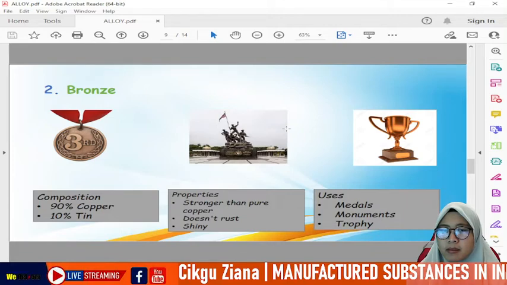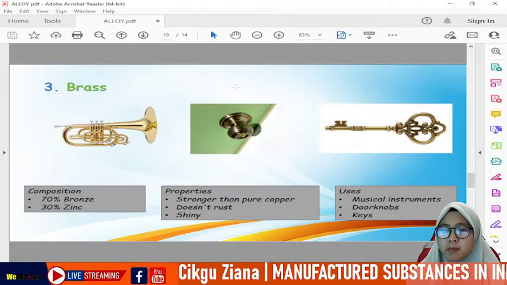The second one is bronze. The composition of bronze is 90% of copper and 10% of tin. The properties are stronger than pure copper, doesn't rust, and also shiny. The uses of bronze are for making medals, monuments, and also trophies. For the brass, the composition is 70% copper and 30% zinc, and the properties are stronger than pure copper, doesn't rust, and shiny, and the uses are musical instruments, thrown notes, and keys.